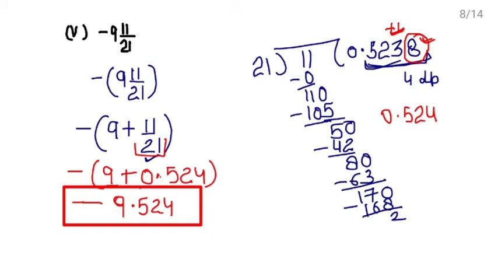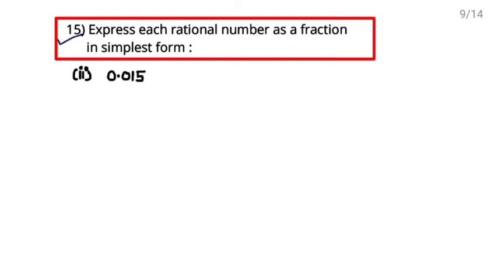Students, it may possible कि आपकी बुक में -9.523 given हो, but the more accurate answer is -9.524, right? Now the next question, question number 15.